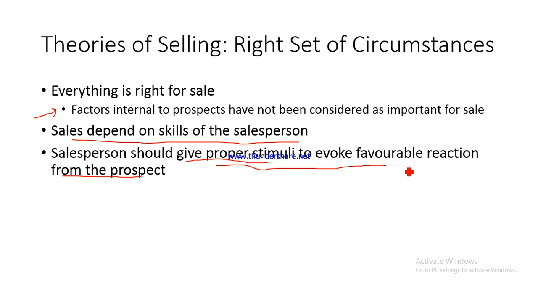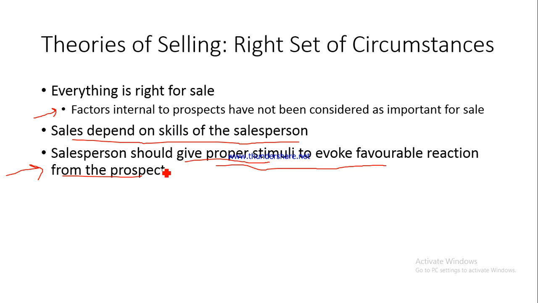Or again, for example, the salesperson can share the testimonials of other satisfied customers with this prospect, so as to reassure the prospect that okay, our product is a good quality product, and see, these are our satisfied customers. Now this will evoke a favorable reaction from the prospect. The prospect may place the order and may buy the product. So this is the only implication of this theory for the salesperson. You should give proper stimuli, right?